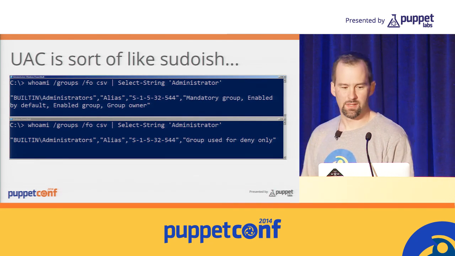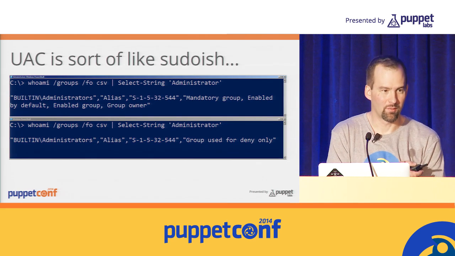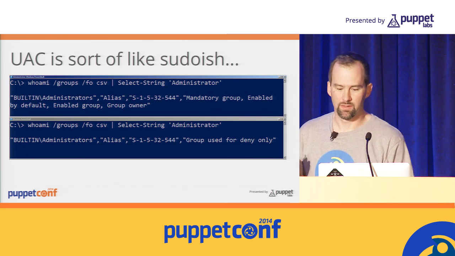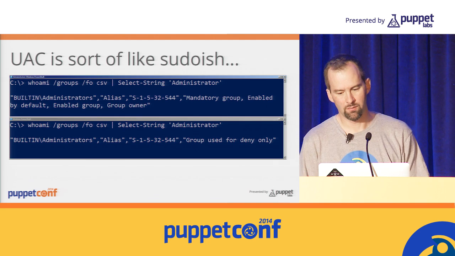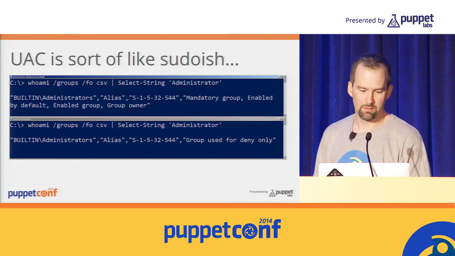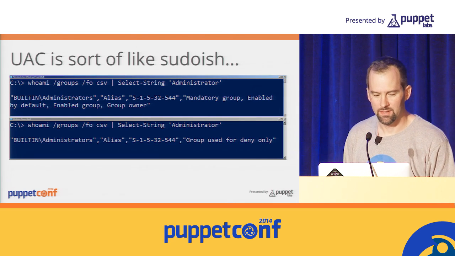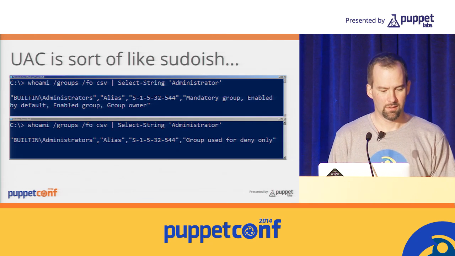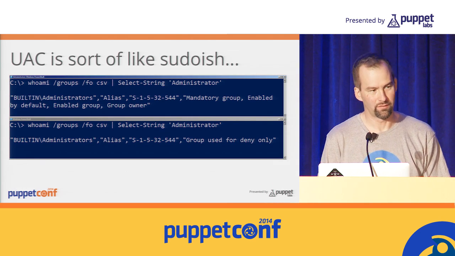Okay, so UAC is sort of like sudo-ish. A process may be running with elevated privileges or not. For example, I'm showing the process on the top is running with privileges, while the process on the bottom, running as the same user, is not. And I can tell that, aside from looking at the title bar, is because the bottom process has a deny-only administrator SID in the process token. And this is important when it comes to Puppet because it almost always needs to be running with elevated privileges.